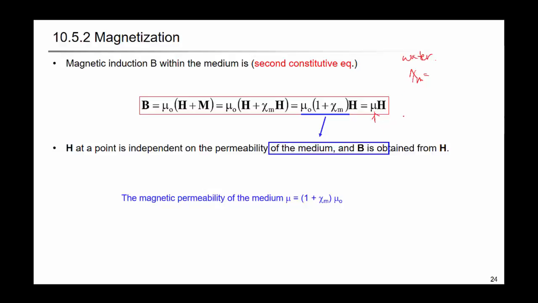Because the water cannot be magnetized. It's almost the magnetization is 0. So it's gonna be the same as free space. So the psi is close to 0, right?